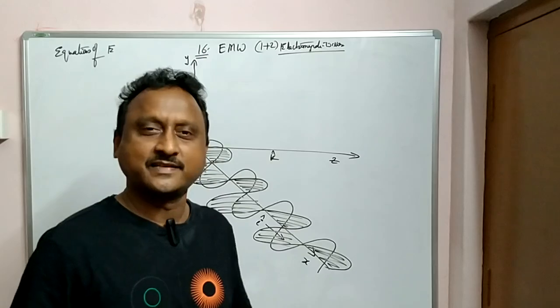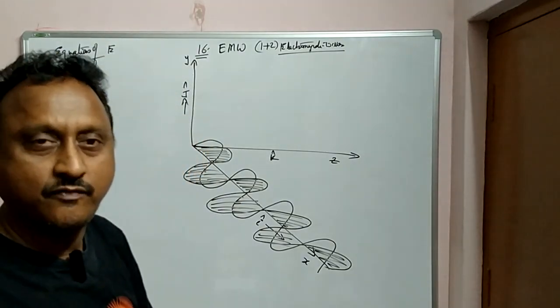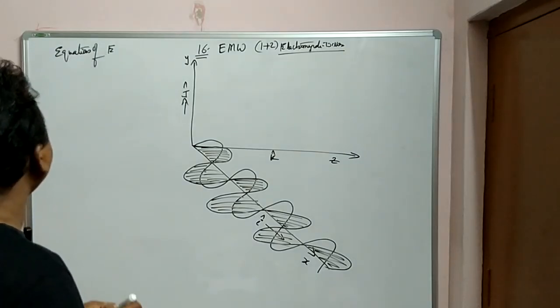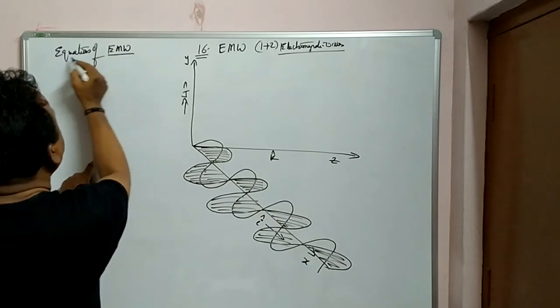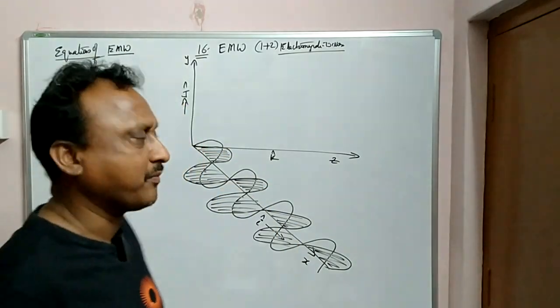Okay, right, let us continue the chapter now. Now I am speaking about the equations of the electromagnetic wave. Let us see what the equations of electromagnetic waves are. Let us write some equations in mathematical form for electromagnetic waves.